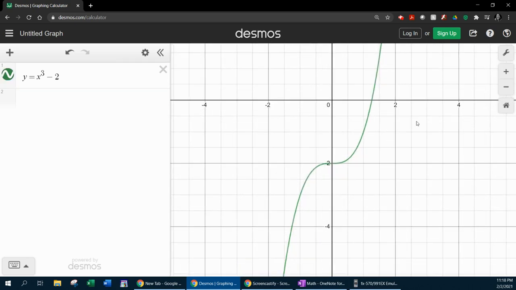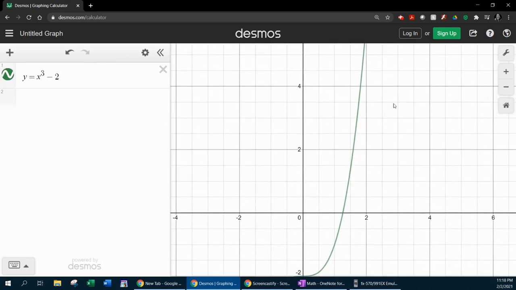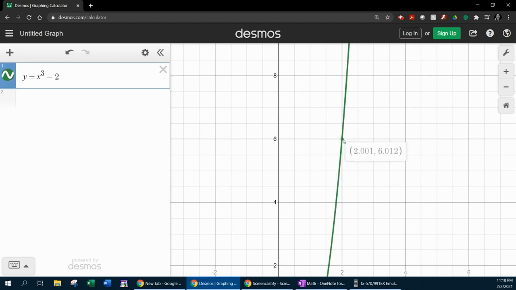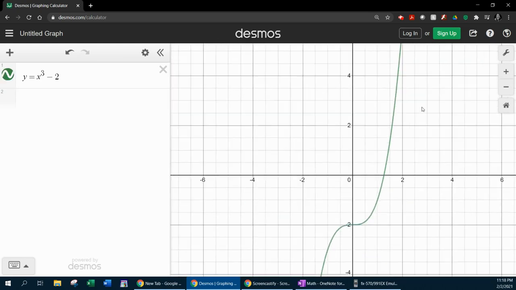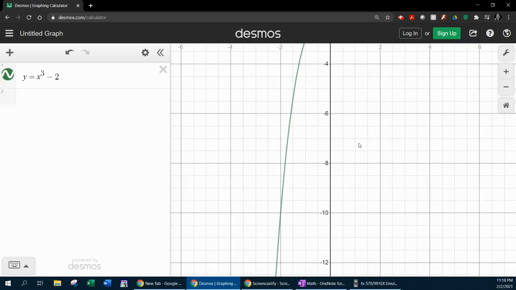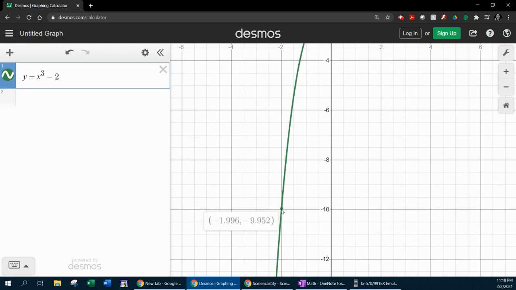And I think I can also verify 2, but it's way up here. Look at that. There we go. 2 is at 6. And then if I move down some, way down at negative 10. There it is. Whoops. It's a little bit touchy. Negative 2 is at negative 10.